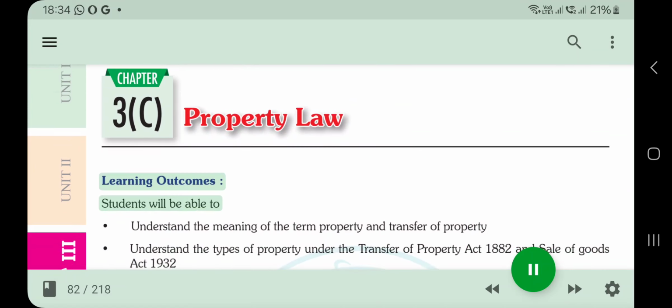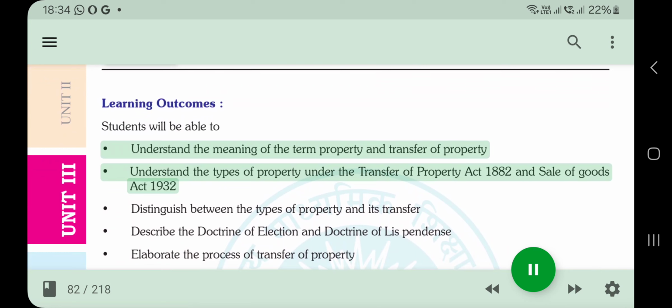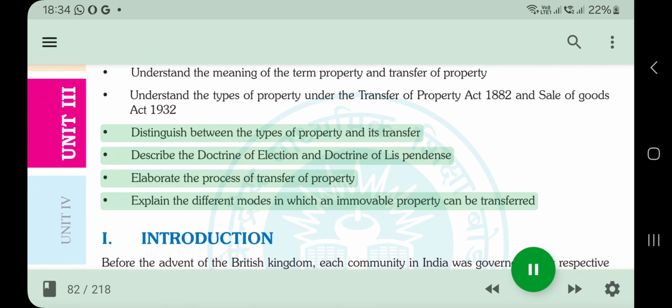Property law. Learning outcomes. Students will be able to understand the meaning of the term property and transfer of property, understand the types of property under the Transfer of Property Act 1882 and Sale of Goods Act 1930. Distinguish between the types of property and its transfer, describe the doctrine of election and doctrine of lis pendens, elaborate the process of transfer of property, explain the different modes in which an immovable property can be transferred.